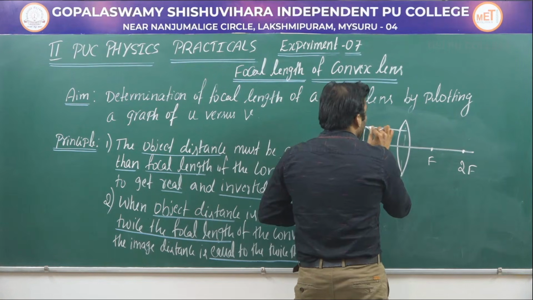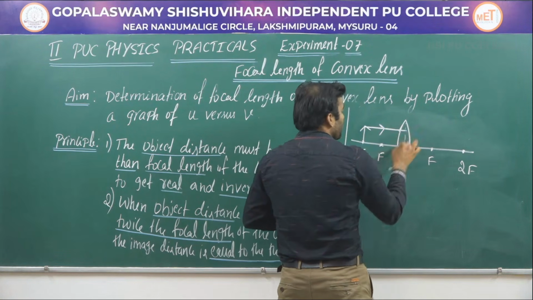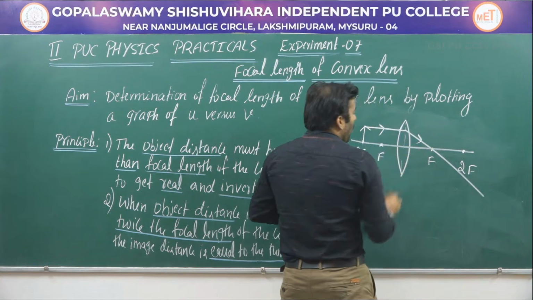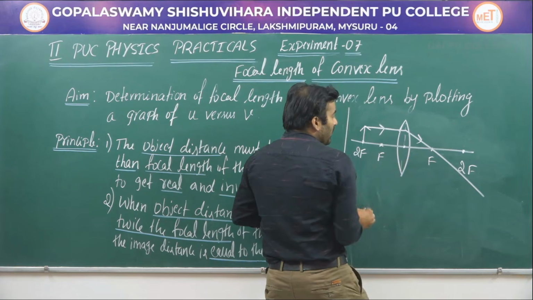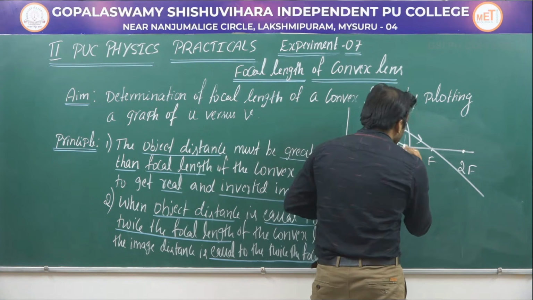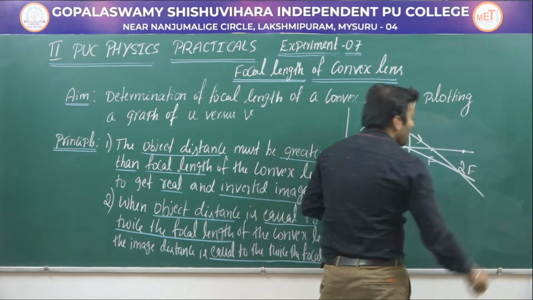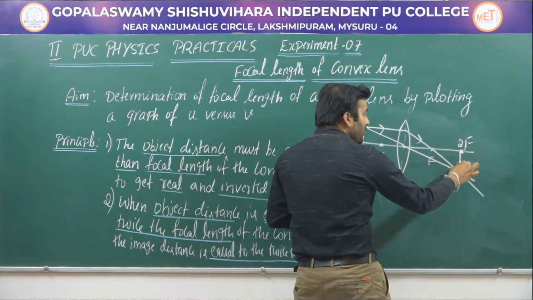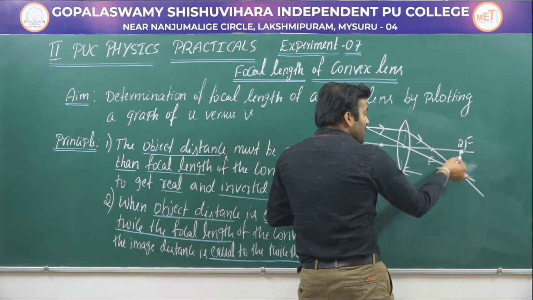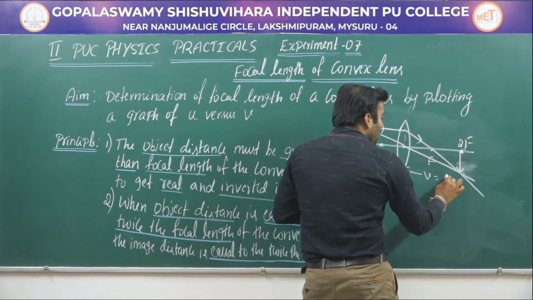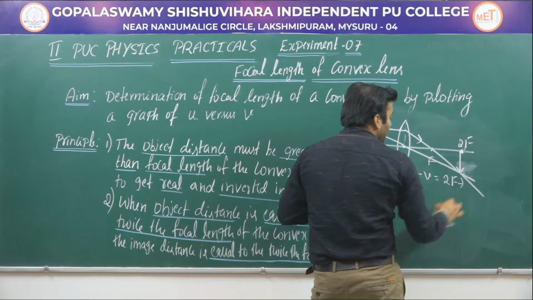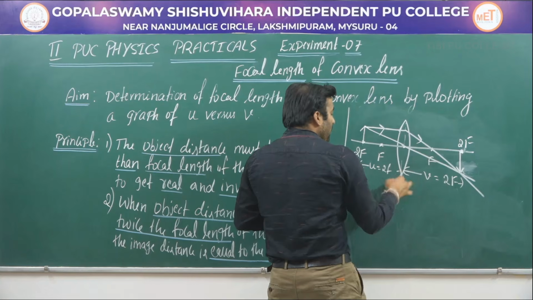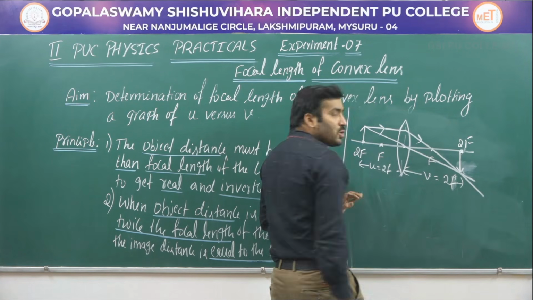Now a parallel ray of light is incident on this convex lens and it will be refracted through the focus, and one more ray which is going through the optical center will be refracted in this way. Correct? This is the image which is formed at 2f. So a real and inverted image is formed at 2f. This image is at a distance equal to 2 times the focal length. So when the object distance u is equal to 2f, then the image distance is also equal to 2f.